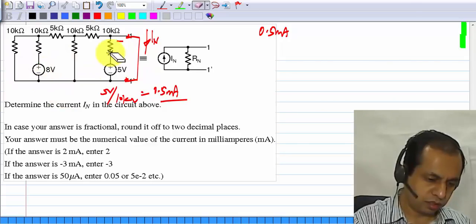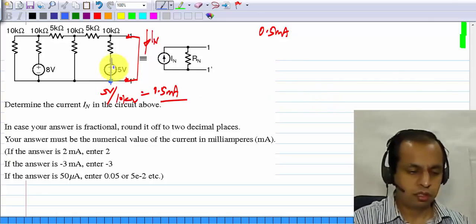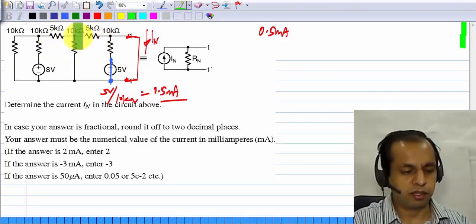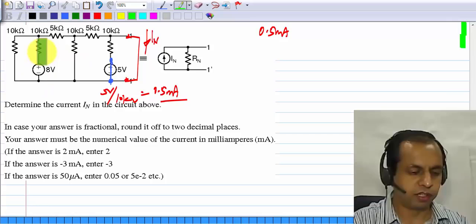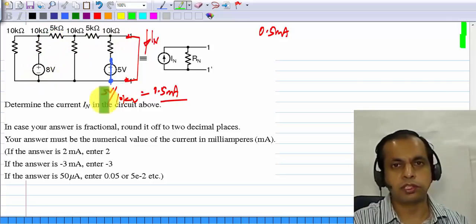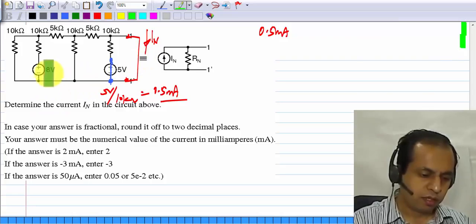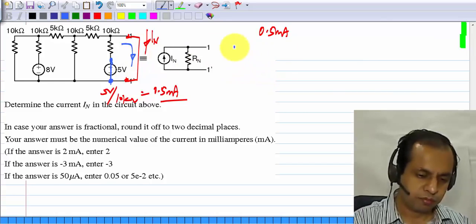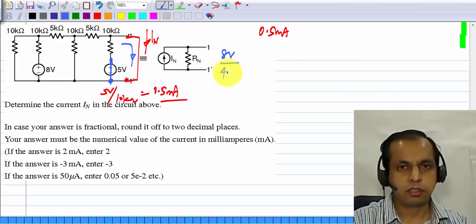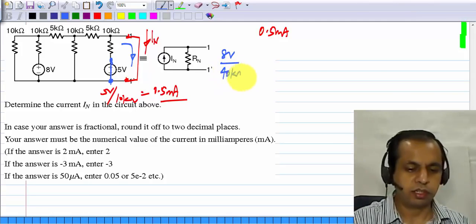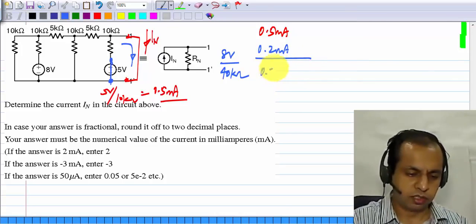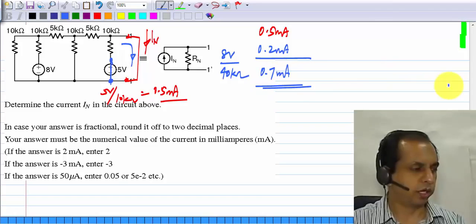can deactivate the 5 volt source and find the contribution from this. And in this case you have to do this parallel and series combinations of resistances and finally find the current through successive current division. Okay. And what is the current that flows that way? It will turn out to be 8 volt divided by 40 kilo ohms or 0.2 milliamps. So the total Norton current is 0.7 milliamperes. That is the answer. Okay.